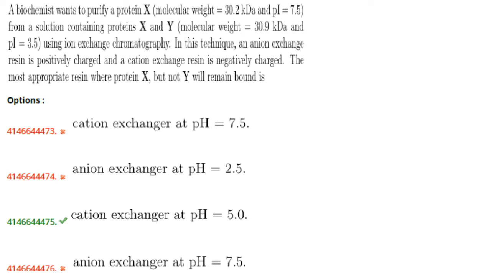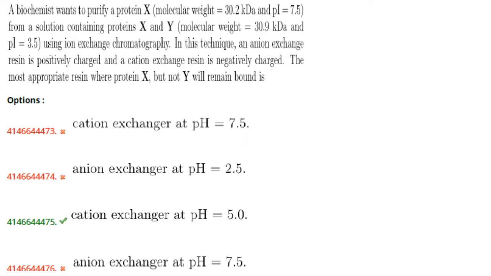Then next one. A biochemist wants to purify protein X, molecular weight 30.2 kilodalton and pI 7.5, from a solution containing proteins X and Y. Y molecular weight is 30.9 kDa and pI is 3.5, using ion exchange chromatography. In this technique, an anion exchange resin is positively charged and a cation exchange resin is negatively charged. The most appropriate resin where protein X but not Y will remain bound is.